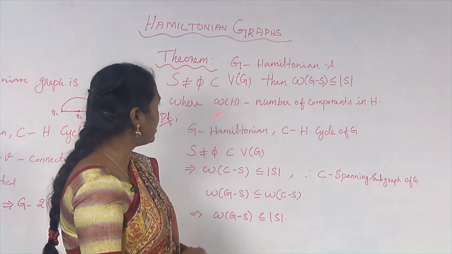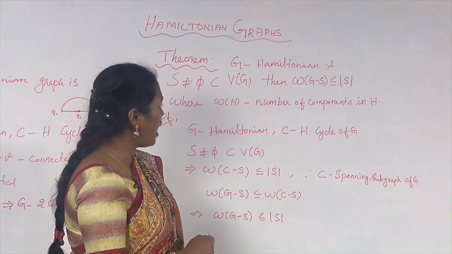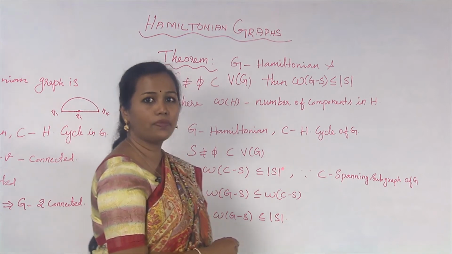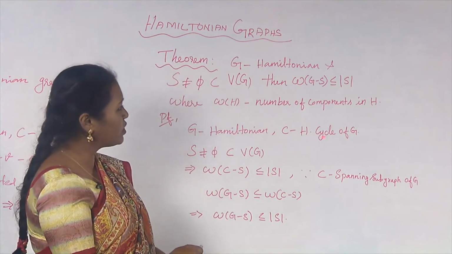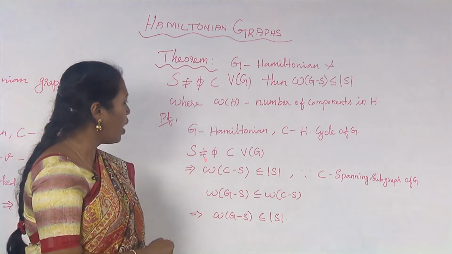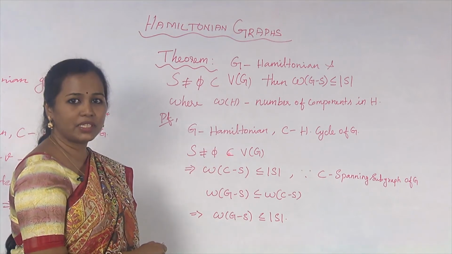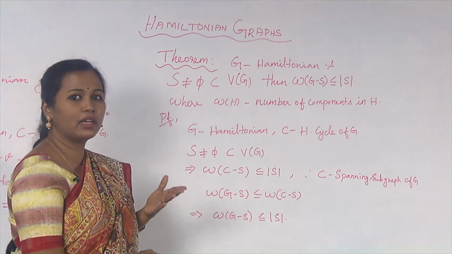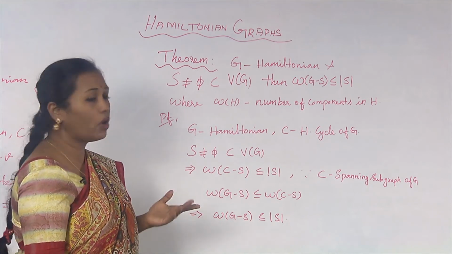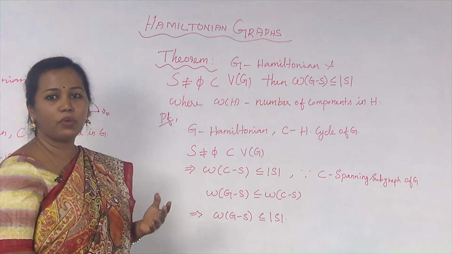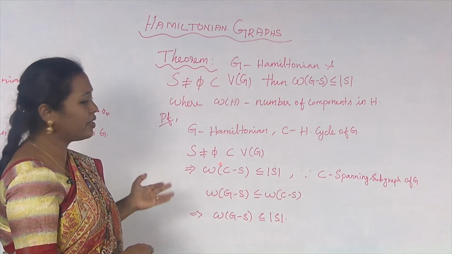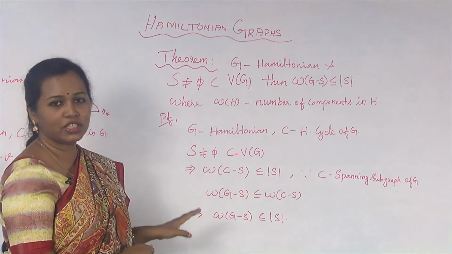To prove this, G is Hamiltonian, which means that C is the Hamiltonian cycle of G. Now you have taken a non-empty subset of the vertex set of G. So the subset might contain some vertices. We don't know how many vertices there are. It can be 1 or 2 or 10, we don't know. But we can assume that it is non-empty. That is the basic definition you have here.